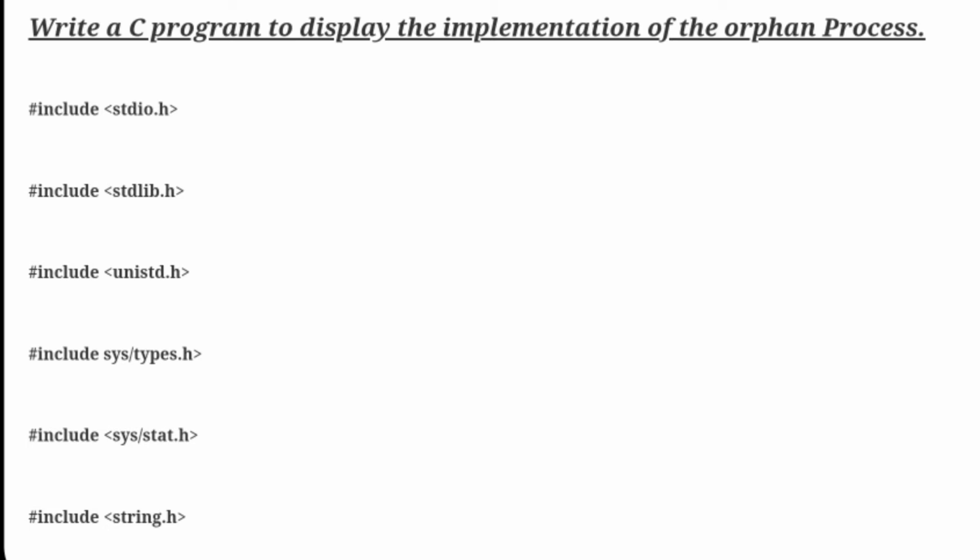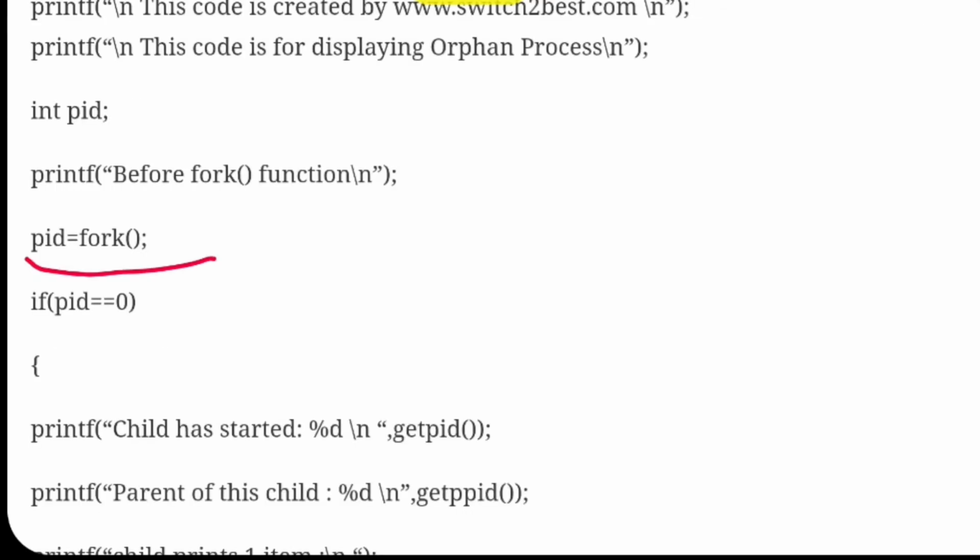Okay, let's implement the orphan process practically. Here is the main function we are taking. Using system clear, you can clear the terminal output screen, and then we call the fork function, pid equal to fork. When you call this, as you know, the total program execution will be divided into two parts, one for the child and one for the parent.